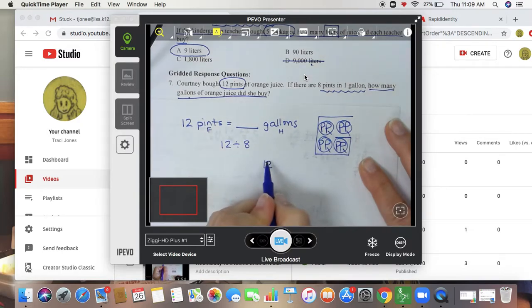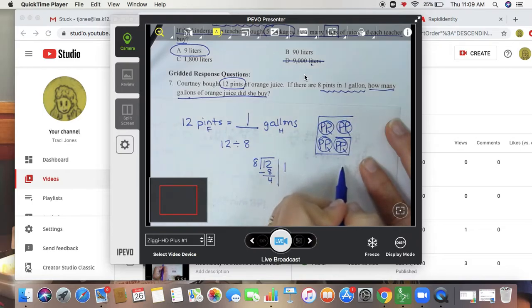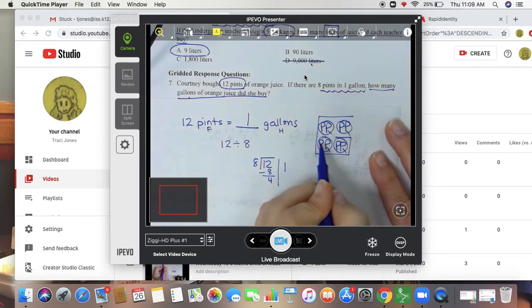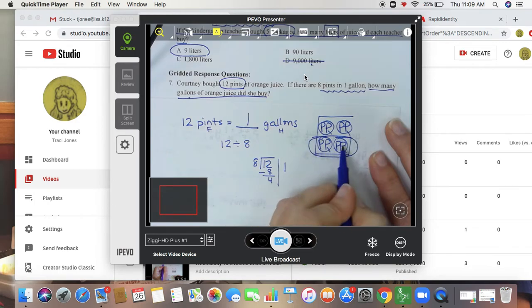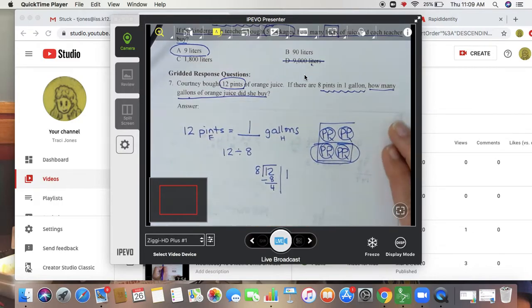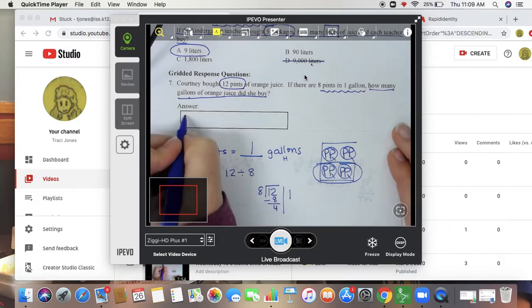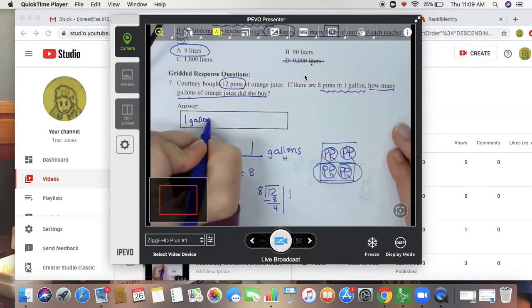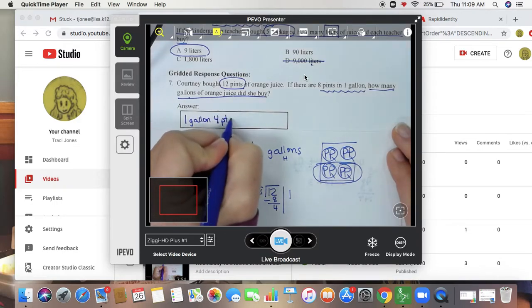All right, so let's do 12 divided by 8. How many eighths can I take out of 12? 1. So that's 1 gallon, which is equal to those 8 pints. And left over, I have 4 pints. So I know I can get 1 gallon. And then I have these leftover 4 pints. Well, look, 4 pints, 1, 2, 3, 4, is the same thing as a half a gallon because there's a half a gallon left over. So I can write this one of 2 ways. I have 1 gallon and 4 pints.